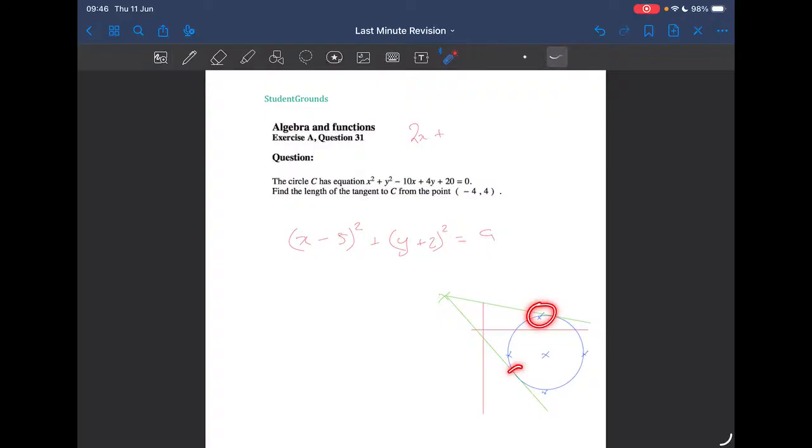So we've got these 2 points. What we want to do is find a general equation for the tangent. So we differentiate x squared to get 2x. The y squared will become 2y dy/dx, minus 10, plus 4 dy/dx. That should be a 4 in there. And the 0 goes away, the 20 goes away. So that will equal 0.